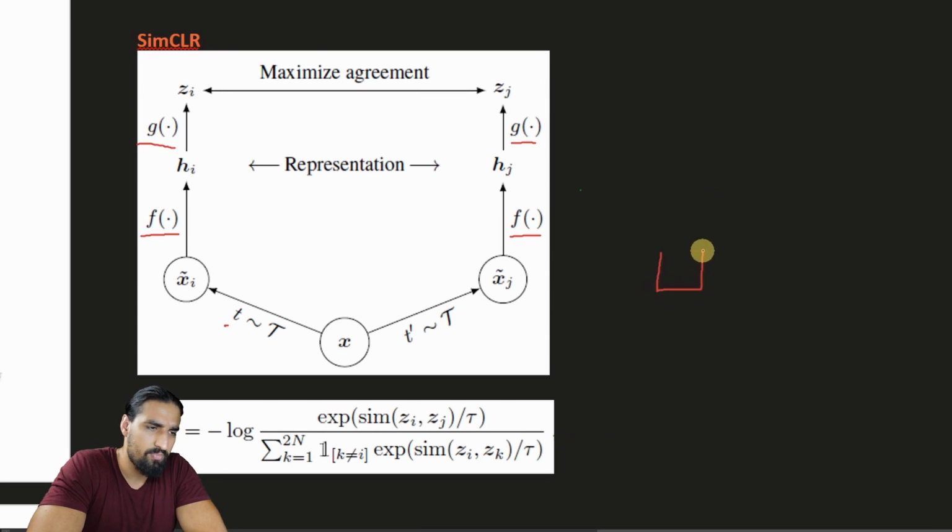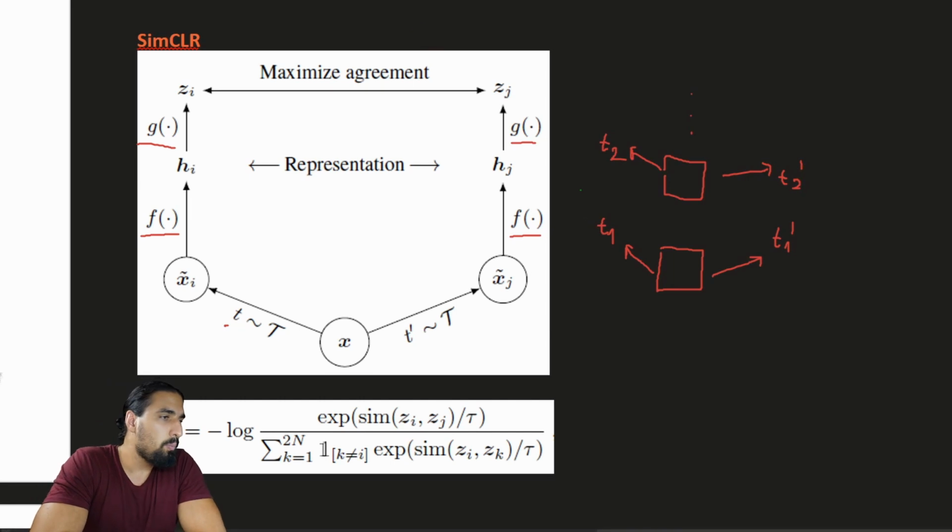So this is your image, and you have a batch of images. You apply the first augmentation and you get image T1, and you apply the second augmentation to the same image, you get T1 prime. Now you have a second image, and you again apply augmentations and you get T2 and T2 prime. And you do this n times because you have n images in your batch.